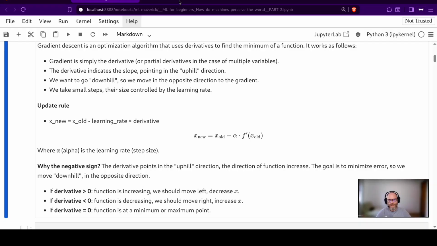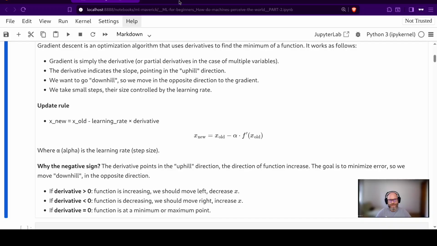Update rule. In a simple form, it's x_new equals x_old minus learning rate times derivative, which is x_new equals x_old minus alpha times f prime of x_old, where alpha is the learning rate, the step size. Why the negative sign? The derivative points in the uphill direction, the direction of function increase. The goal is to minimize error, so we move downhill in the opposite direction.